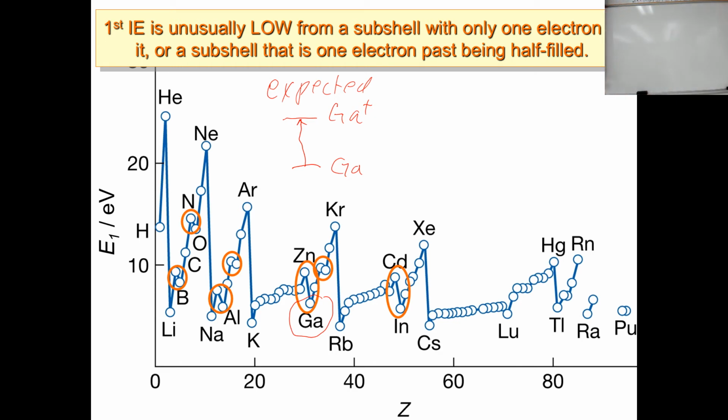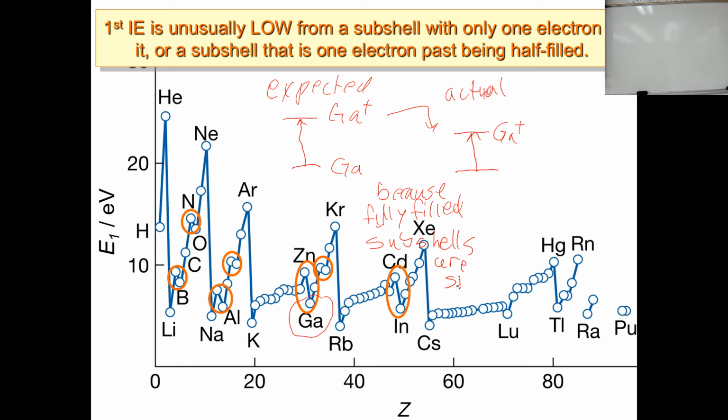Because that electron configuration is a fully filled subshell. So this time the cation drops. And our arrow is shorter than we expect. And that's because fully filled subshells are stable.